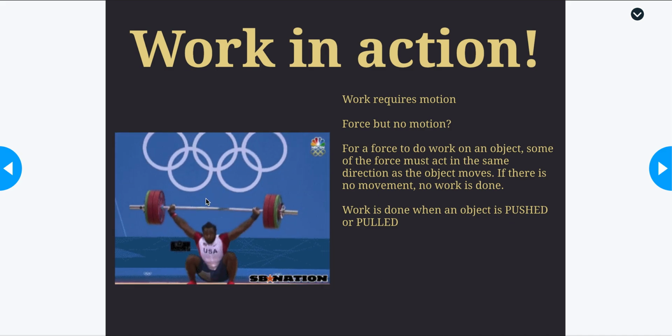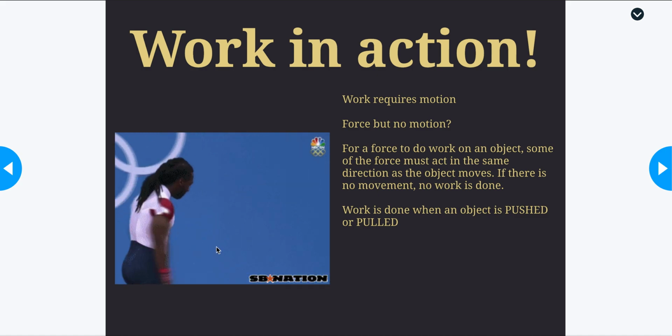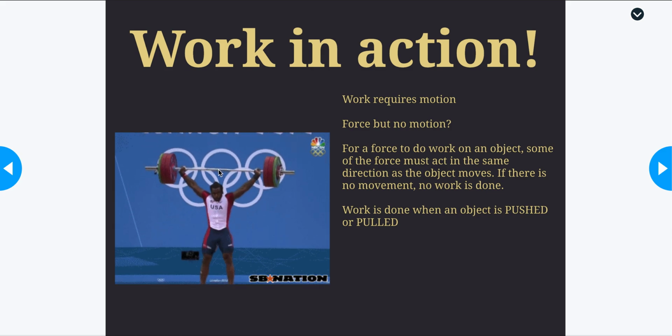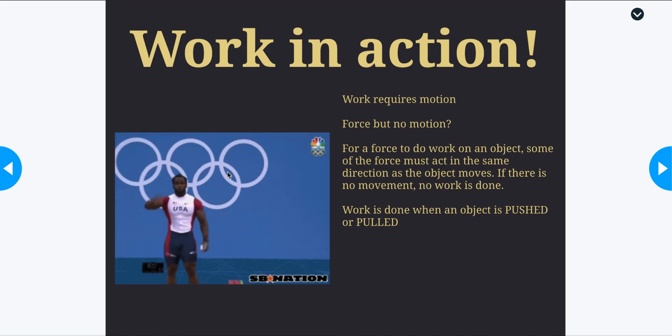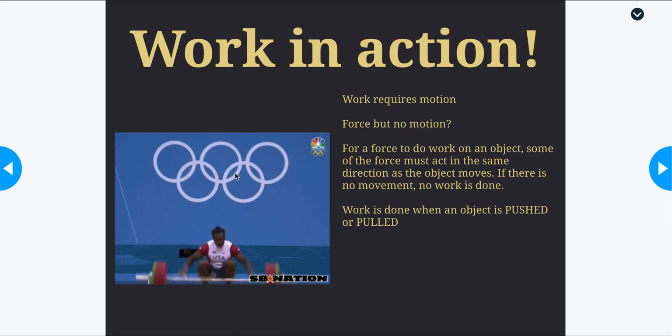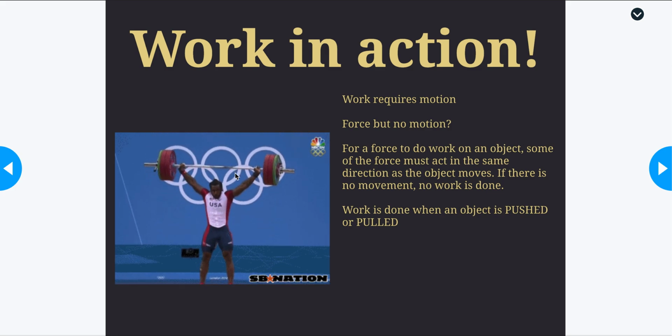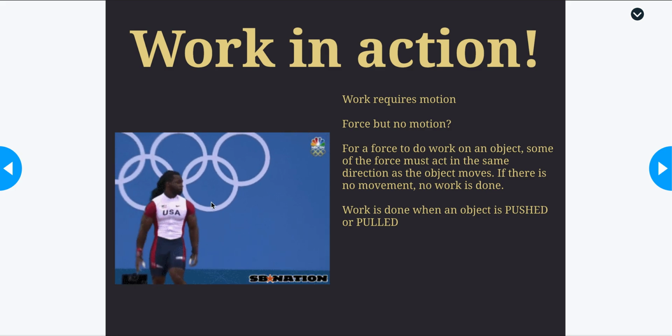As the weights are moving up, work is being done because the weightlifter is exerting a force in the direction that the weights are moving. However, right here where he's holding it and it's not moving, that means no work is being done. That is because even though there is a downward force being exerted, the weight is not moving and therefore no work is being done.